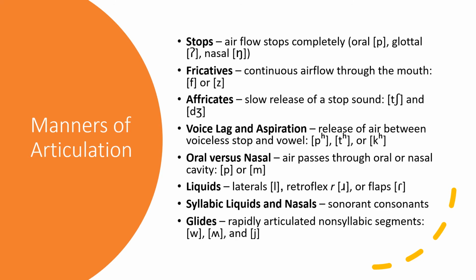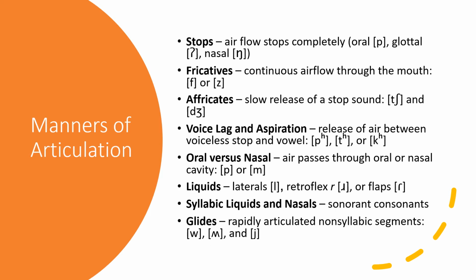Voice lag and aspiration are something to pay attention to. A lot of these sounds can differ based on the actual production of people in use. It has to do with whether you make a puff of air when you say something or not. So say the word puff. Do you feel like a little explosion of air there? Well, that's an aspiration. And we can mark that with a little H to show that aspiration. We often see those with voiceless consonants that are stops.